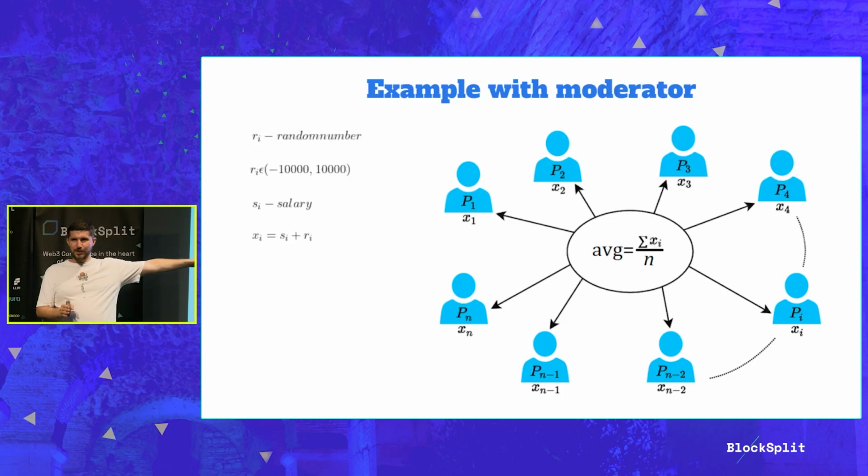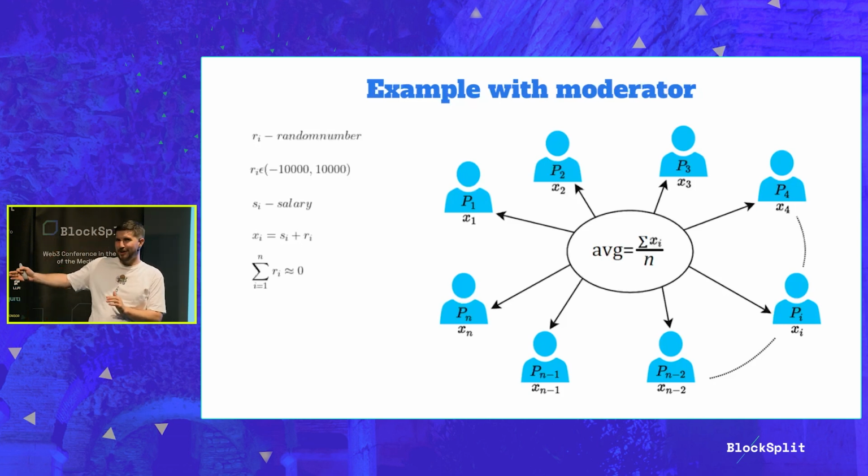The moderator wouldn't know any of the information about the salaries of anybody, but at the end, he would be able to calculate the average. Why? Because the sum of random numbers is approximately 0. For n large enough, it is more probable that it's 0 than that it's not. So we won't have the fully precise answer, but if this random number generator is uniform enough, it would be a pretty straightforward solution.